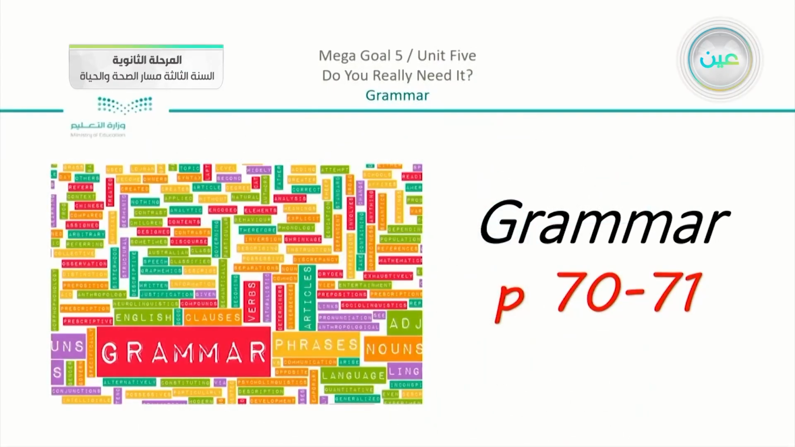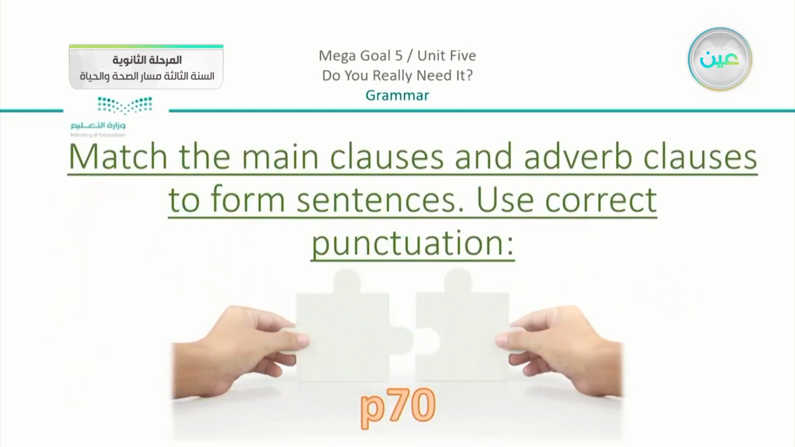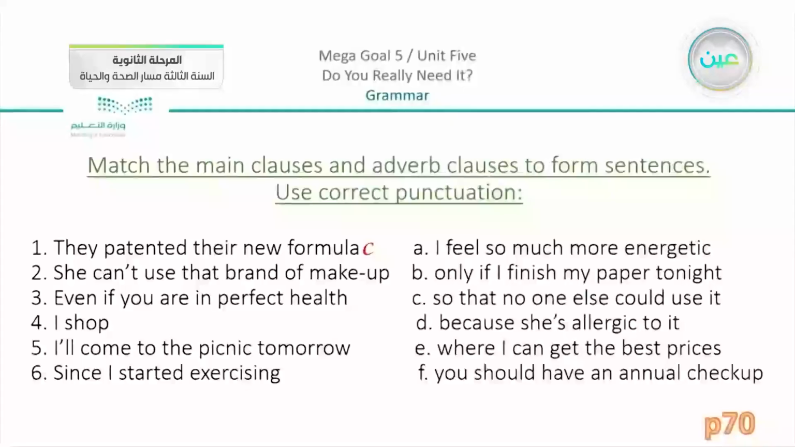We're going to start with the exercises that we have here on page number 70 and 71. So we have here, match the main clauses and adverb clauses to form sentences, use correct punctuation. So we're going to start on page number 70 here. We have the first exercise, which is the match. Now you can see in your book that the first exercise is done, which is C. So we have here, we're going to start with number 2.